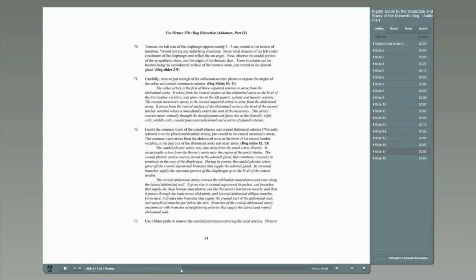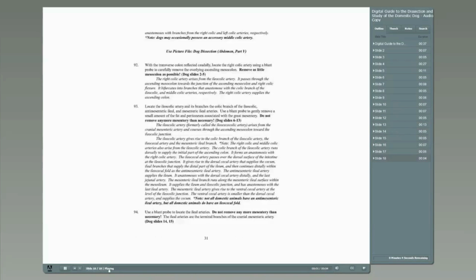Celiac and phrenico-abdominal arteries are discussed in these steps. The ileocolic artery and its branches are reviewed here.